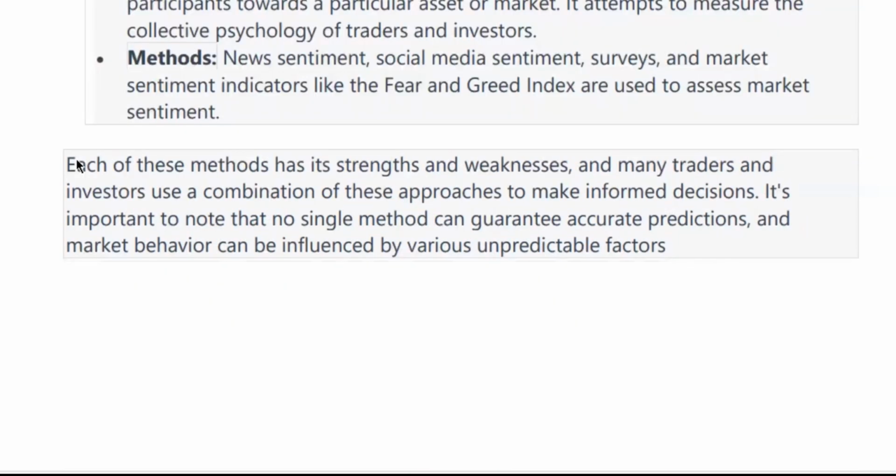Each of these methods has strengths and weaknesses, and many traders and investors use a combination of these approaches to make informed decisions. It's important to note that no single method can guarantee accurate predictions, right? And market behavior can be influenced by various unpredictable factors. As you will see, every trader does get stopped out. It doesn't matter if it is the best or what, it is part of the game to get stopped out.